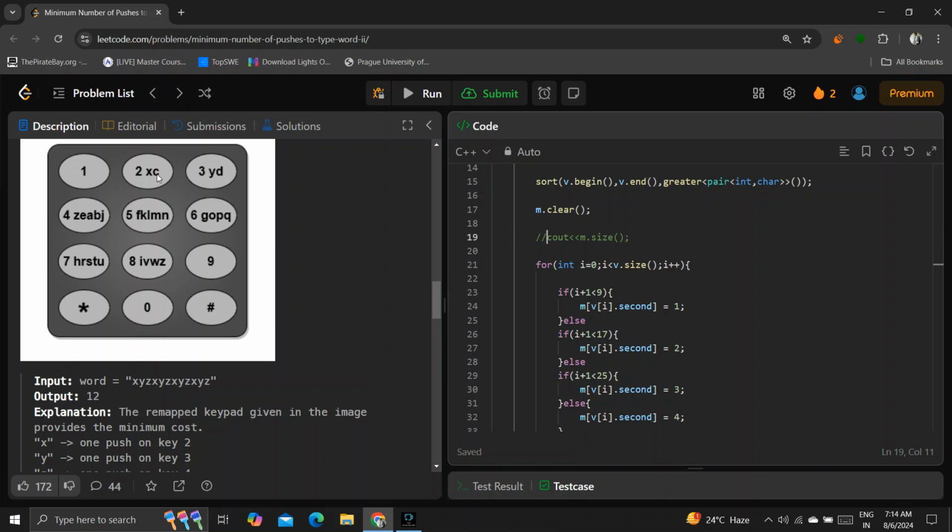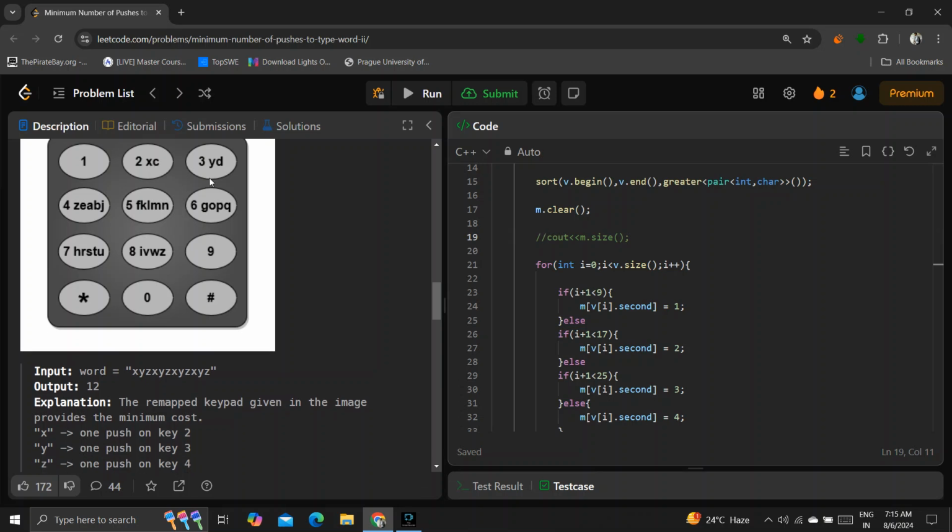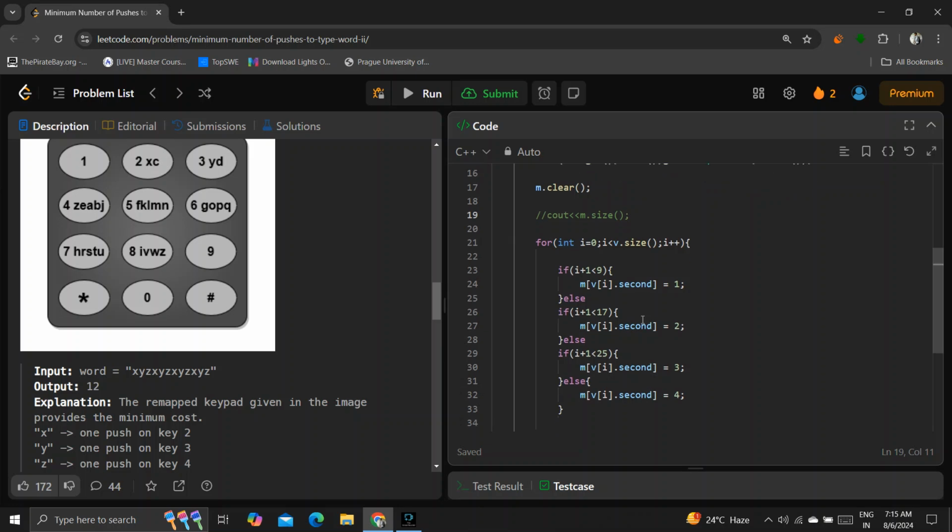So now you have got it, because X has the maximum frequency. Suppose X has frequency 10, and C has frequency 5. If I write C here and X here, then what will happen? For C I have to press 5 times, and for X I have to press how many times? 5 times, but X would be multiplied by 2. That's why the output would be 5 plus 20. And if X comes before C, the output will be 10 into 1 plus 5 into 2. That is 20. That was only the case.